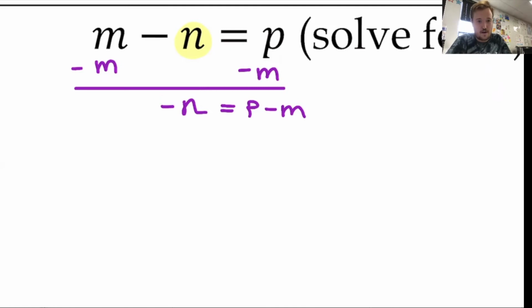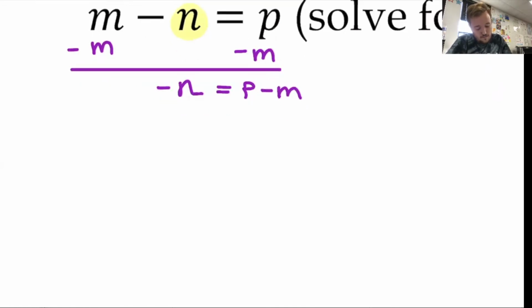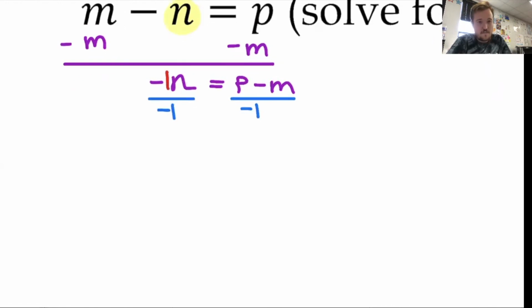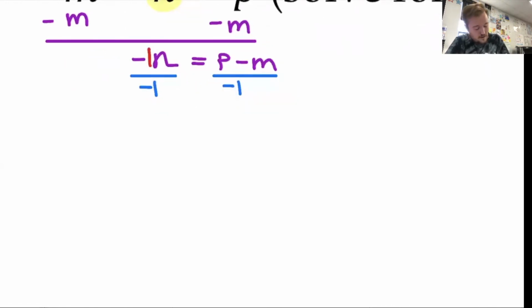Now notice we still have this negative out in front. That negative we've got to get rid of. So I can think of it as a negative 1 times n. Because I'm multiplying times that negative 1, I'm going to divide everything by a negative 1. Now, two negatives when they divide make a positive, so n equals p minus m over negative 1.